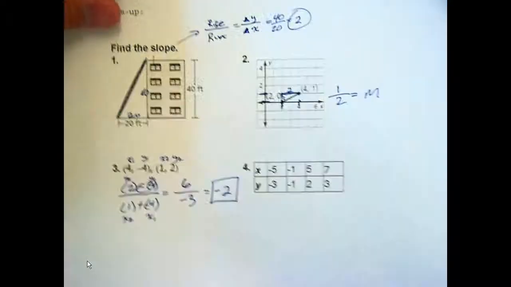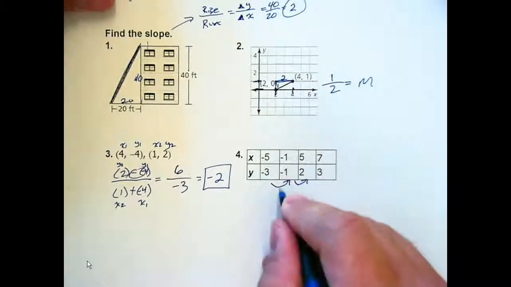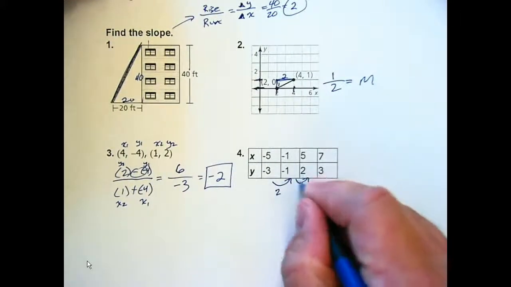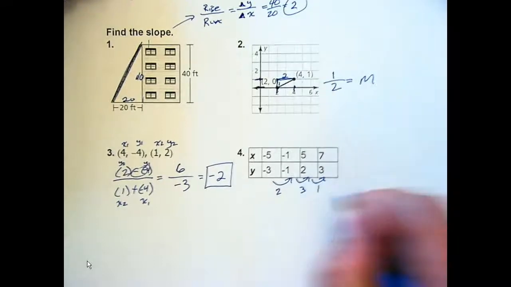Once again, change in y over change in x. So what are we changing here? What do we change right here? 2. What do we change here? 3. What do we change here? 1. So it's not constant.